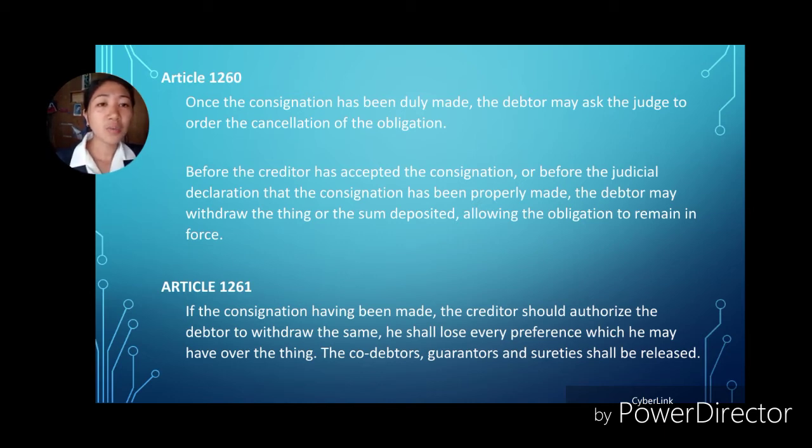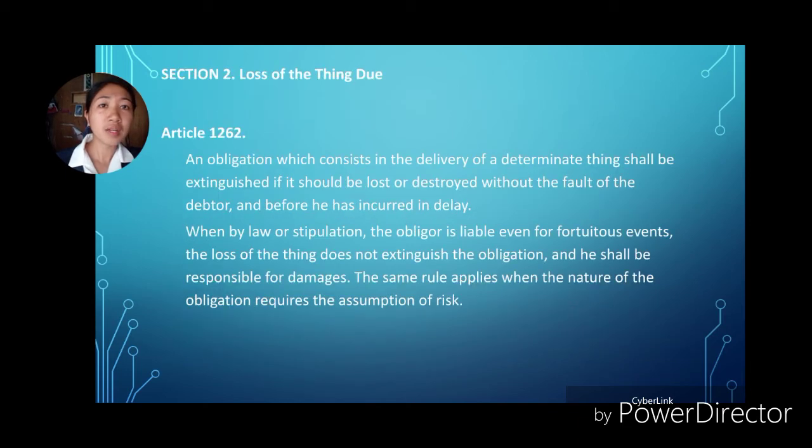Article 1261. If the consignation having been made, the creditor should authorize the debtor to withdraw the same, he shall lose every preference which he may have over the thing. The co-debtors, guarantors, and sureties shall be released.